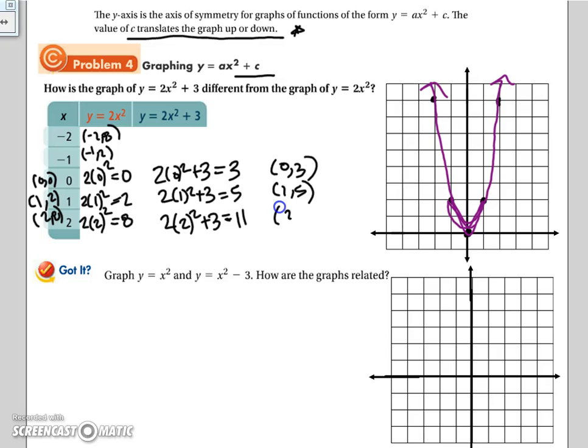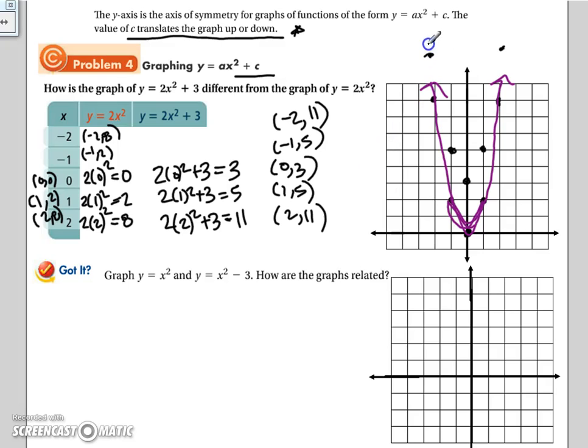So we have the points of 0, 3, 1, 5, and 2, 11. Again, it is symmetrical, so we can make -1, 5, and the 5 stays positive, and then we can do -2, positive 11. So now we're going to go in and graph these. We have 0, 3 now as our vertex. We have 1, 5, and then we have 2, 11, which is just off of our graph a little bit there, and then -2, 11.